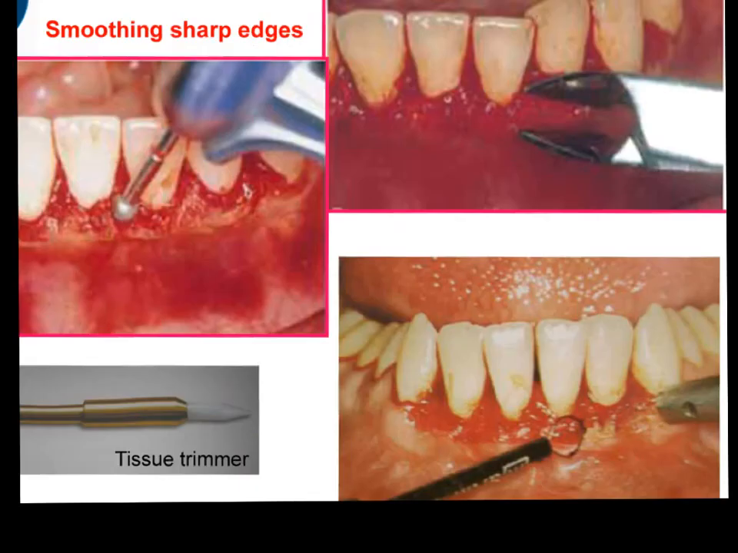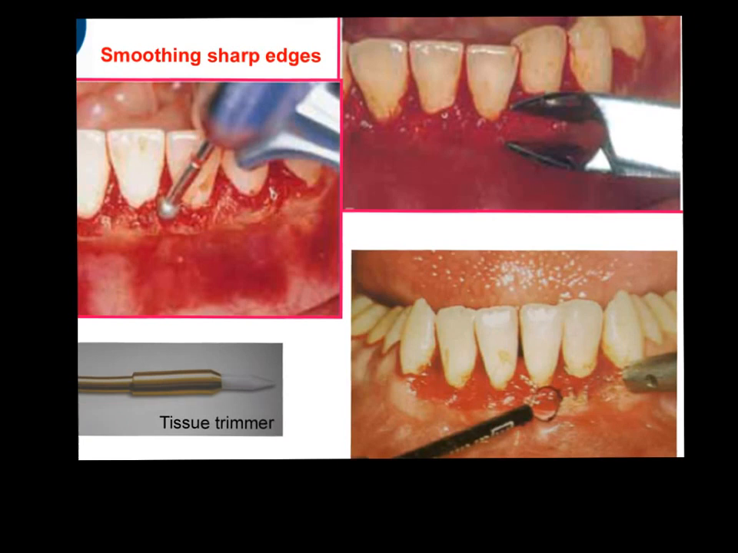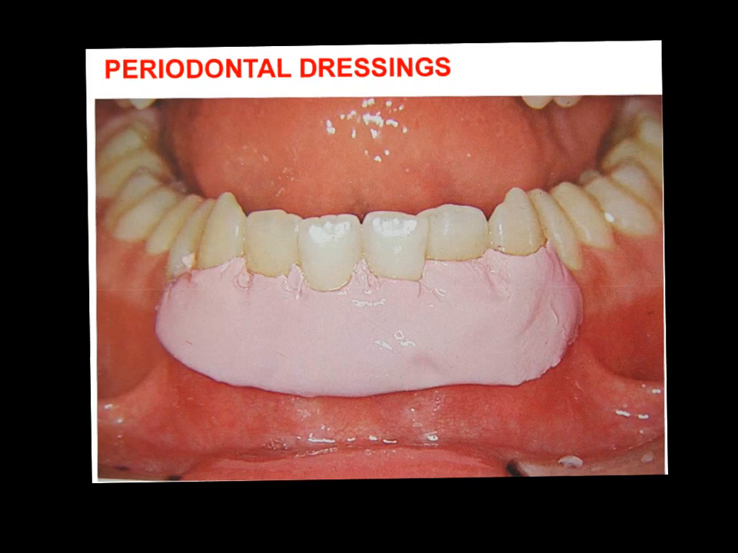This is the gingivoplasty with a burr. We reshape the interdental areas and excess gingival tissue to go with the normal contour of the gingiva. This is a tissue trimmer. It's a burr, it's a cutter, laser. After that, the periodontal dressing is placed.